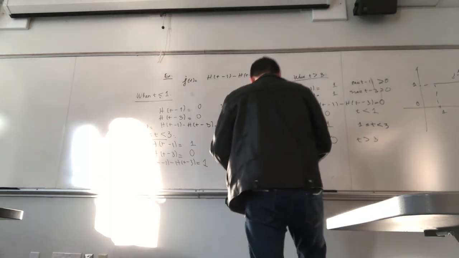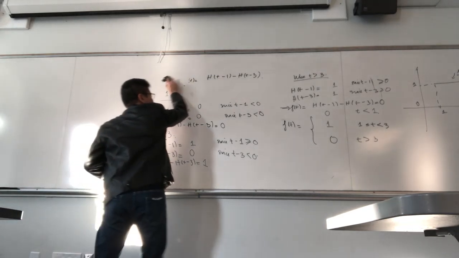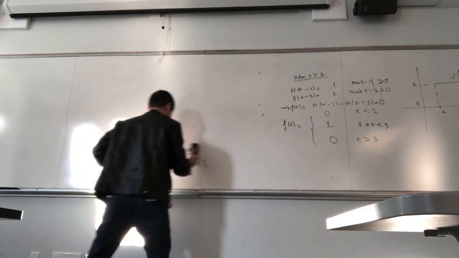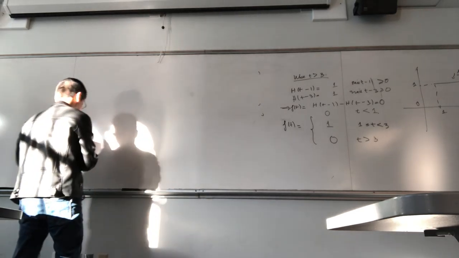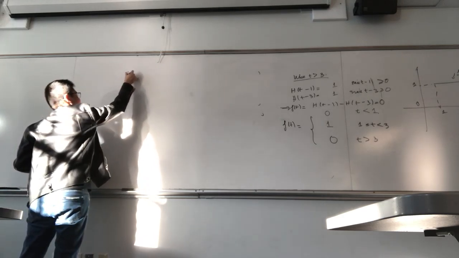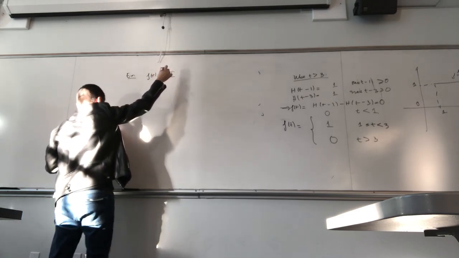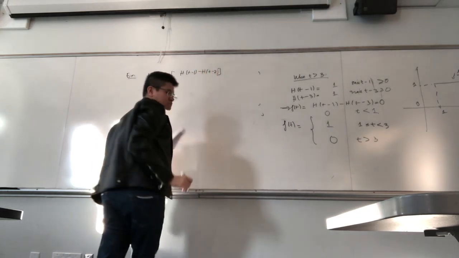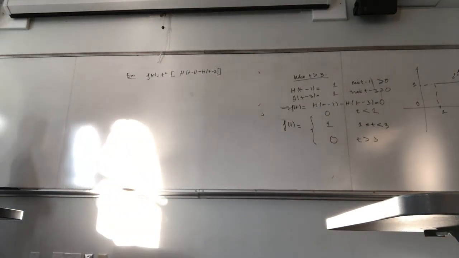Right, so let us consider another example. For example, f of t is t squared times h of t minus 1 minus h of t minus 2. All right? So in this case, we consider the function, which is t squared times h of t minus 1 minus h of t minus 2.